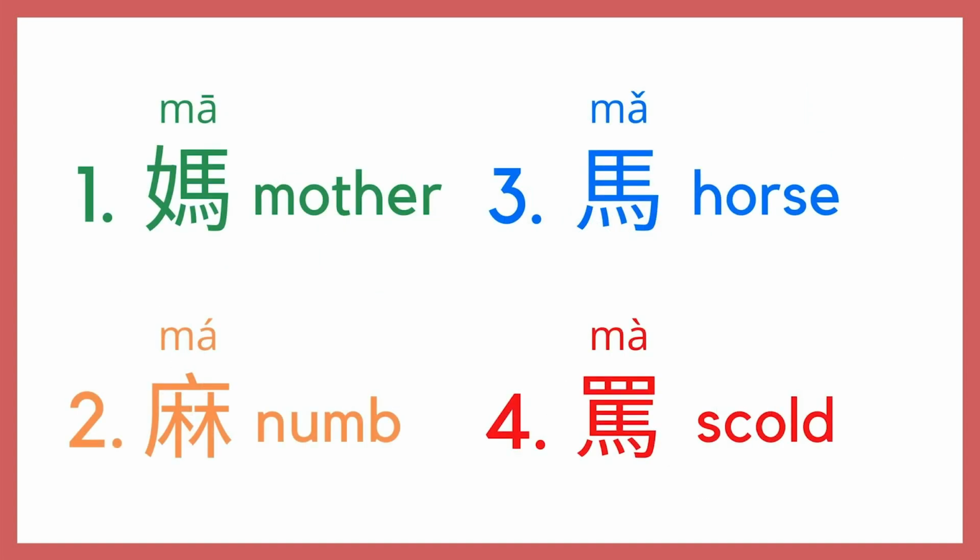Okie dokie. Let's hear them all together once more. Ma, ma, ma, ma. First tone high and light, second tone rising, third tone down, and sometimes hooking back up, but usually not. Fourth tone going down fast with emphasis. Ma, ma, ma, ma.